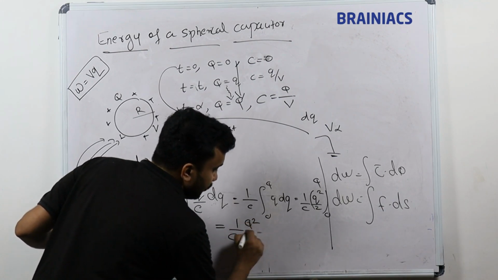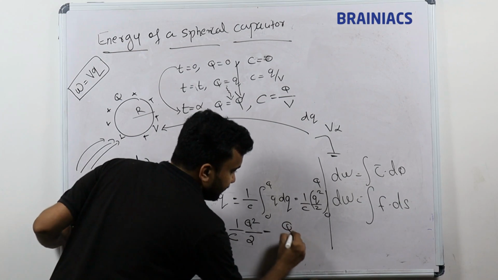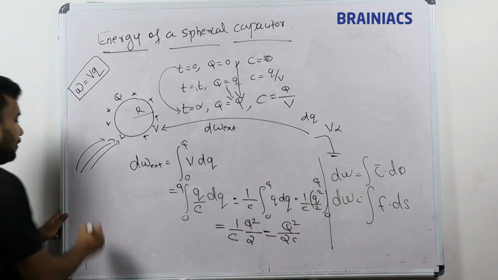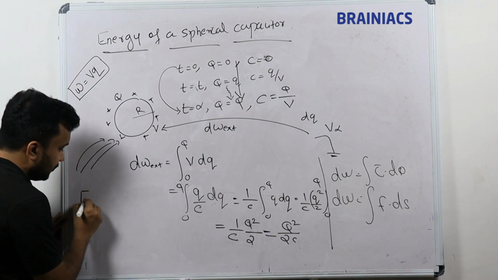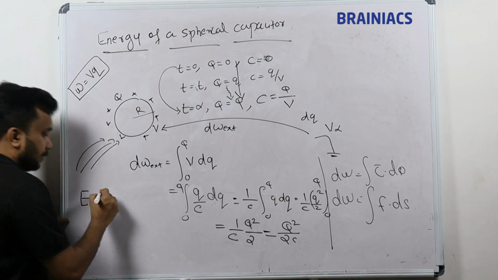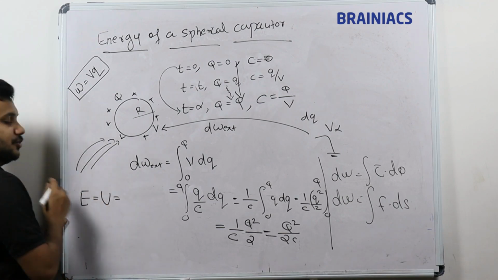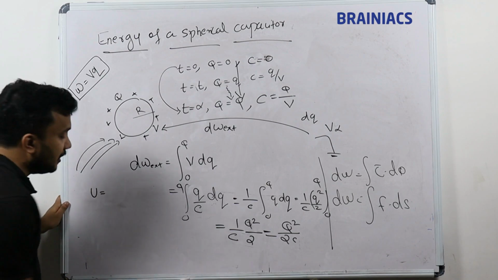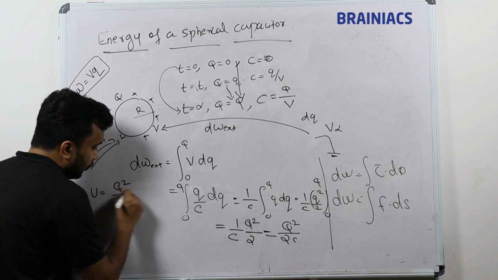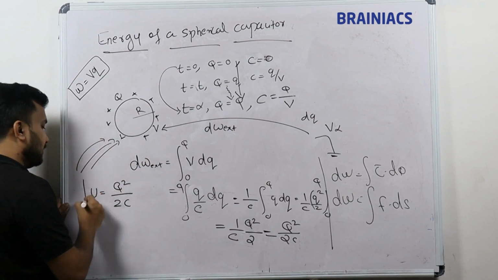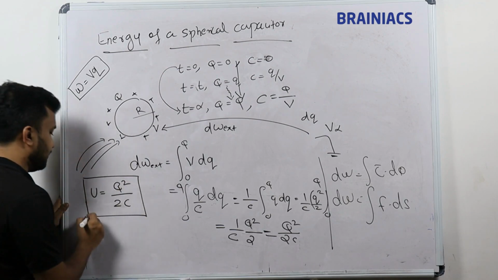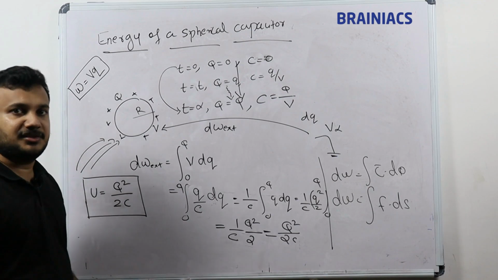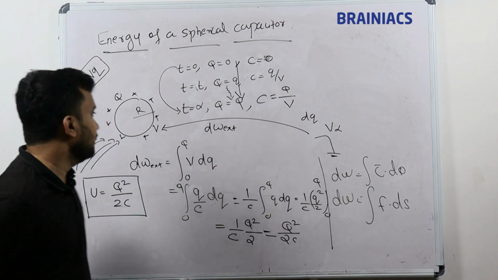1 by C into Q square by 2, which means Q square by 2C is the energy of the capacitor. So I can say the energy of the capacitor is E. Some textbooks also refer to it as U. I am using U from the NCERT textbook, and U equals Q square divided by 2C. This is the energy of any type of capacitor which has a 2-layer structure.